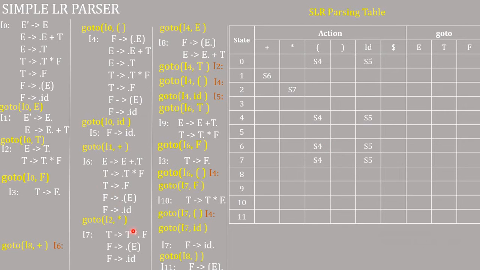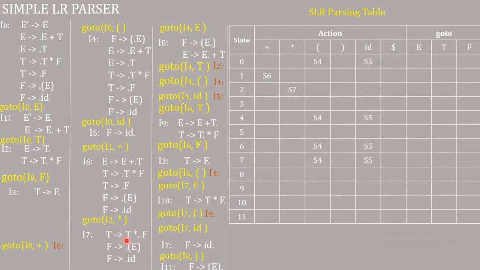Similarly, here also you have dot followed by ID. So for the 6th state and for ID column, you will be applying shift operation. So what operation are you going to apply? Go to of I6 comma ID. What will be the result? It will be S5.